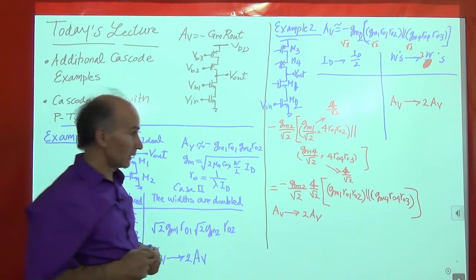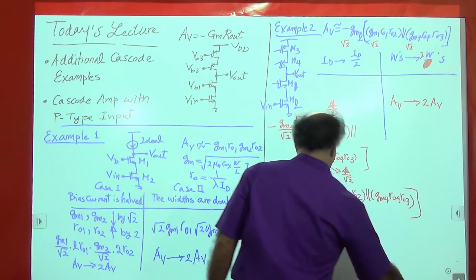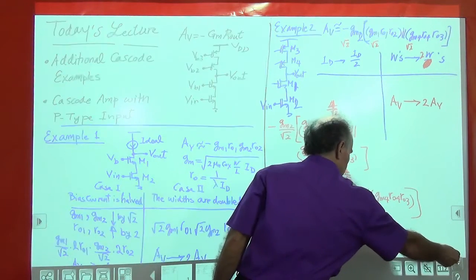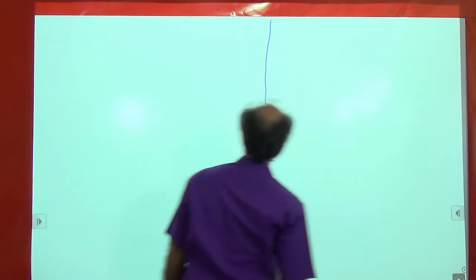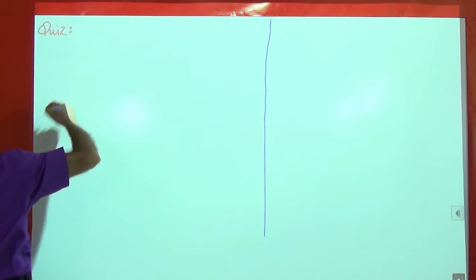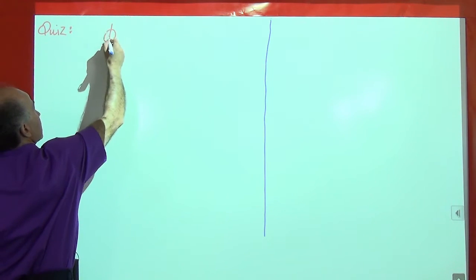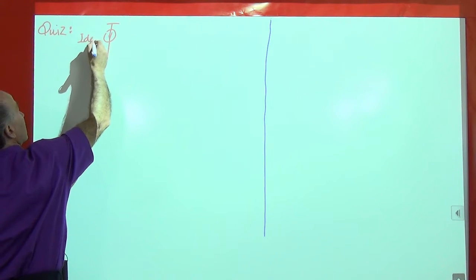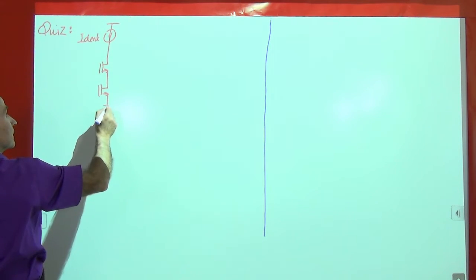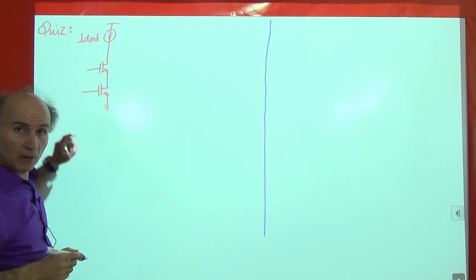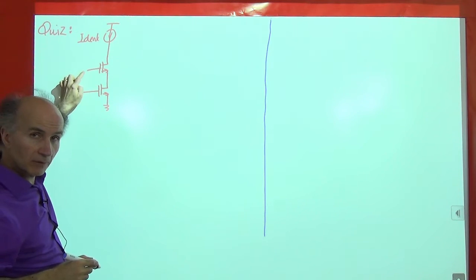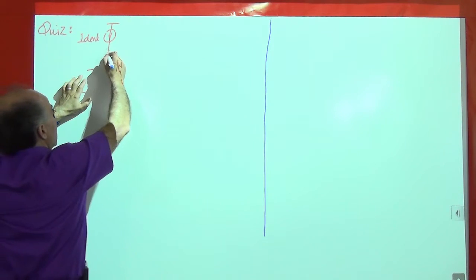So I want to give you a little quiz. Let's go to the next page and see what we can do here. Okay, so here's the quiz of the day. Let's go back to that idealized cascode amplifier for simplicity. And we have a cascode structure here. And what we do is we apply the input to the gate of this bottom device. We apply a bias voltage to the gate of the top device. And the output is taken here, right?